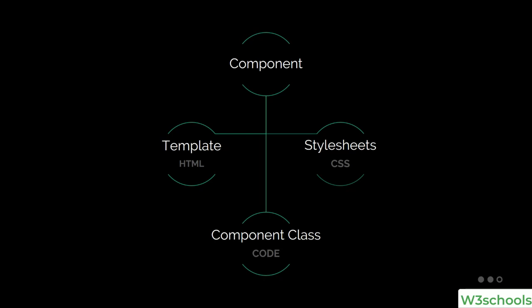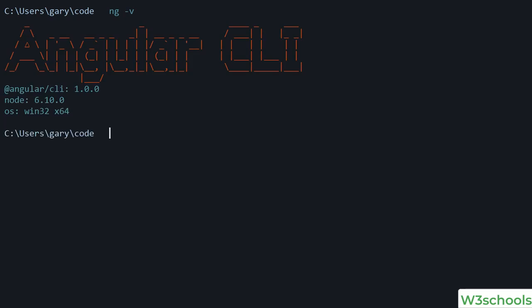But first, we want to get a project set up so that you can follow along with this. So we want to make sure that the Angular command line interface, or the CLI, is installed. At the command line or your console, you want to type in ng -v. This will give you the current version of your command line interface if you have it installed. Now, if it's not, you're going to need to install that.